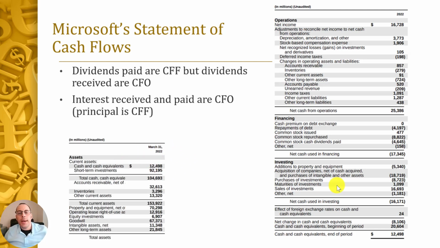When a company pays dividends to its shareholders, that's a cash outflow in the financing section. But if Microsoft receives dividends on its investments, that's a cash inflow in the operating section. So when Microsoft issues new stock or buys back stock, which they did, that's all in the financing section. And the dividends they pay to those stockholders is also in the financing section. When Microsoft issues new debt or pays down debt, which they did, that's in the financing section. But when they pay the interest on the debt, that goes in the operating section. Also, if they receive interest on their investments, that also goes in the operating section.